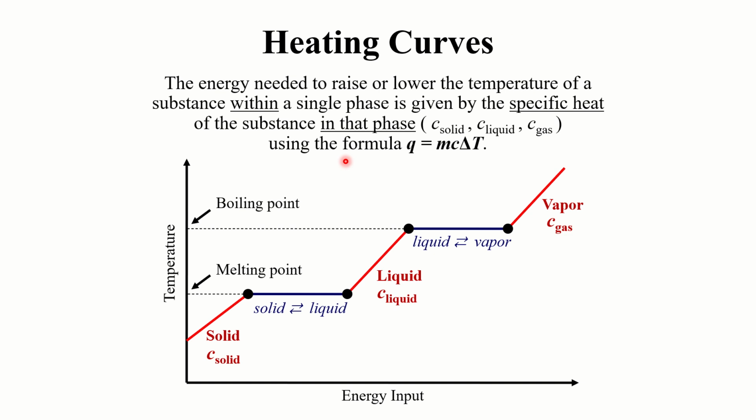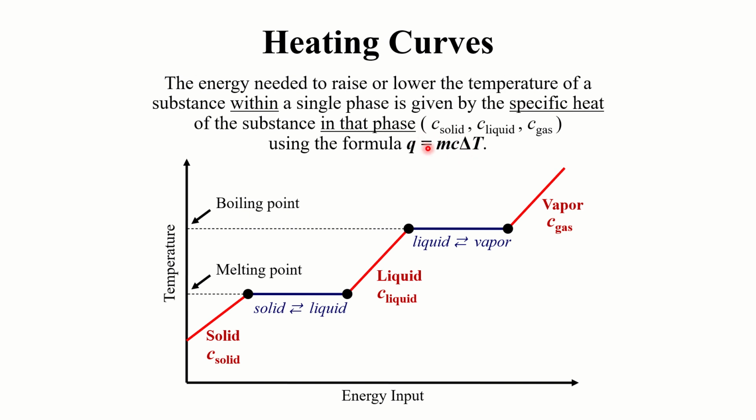Now we're going to look at how we can break down the math that's actually needed here. The energy needed to raise or lower the temperature of a substance within a single phase is given by the specific heat of the substance in that phase. You should remember that term from Chemistry 151, specific heat. That's the lowercase c here. Now we're going to see that there are three different c's for a substance. A substance will have a different specific heat depending upon the phase that it's in. Whether it's in a solid, a liquid, or a gas phase, it will absorb more or less energy.